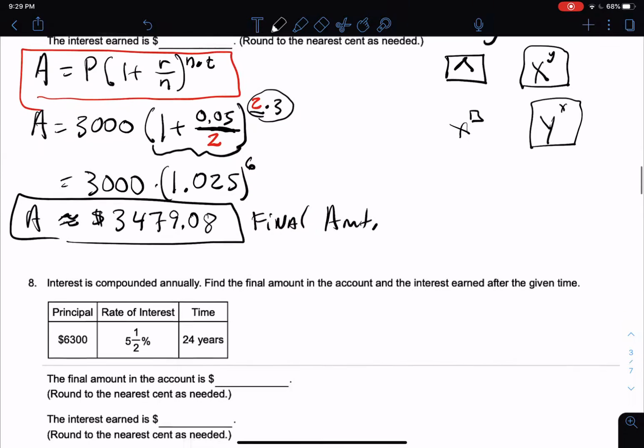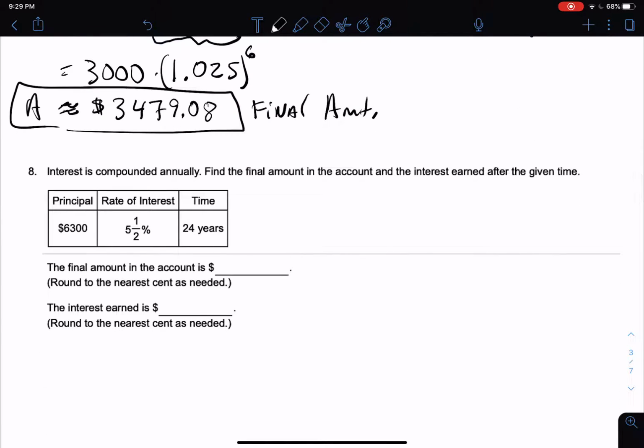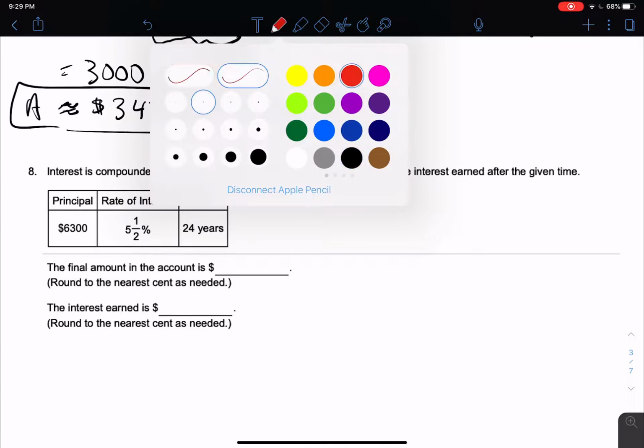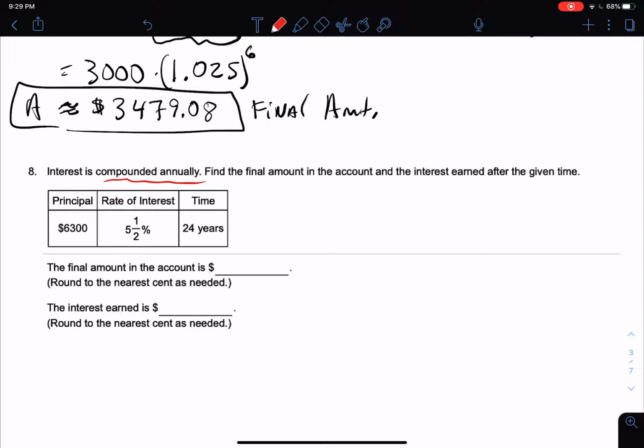Okay, let's take a look at the next one, number 8. Interest is compounded annually. Okay, let's use a little red there. Interest is compounded annually. That means that n equals 1.